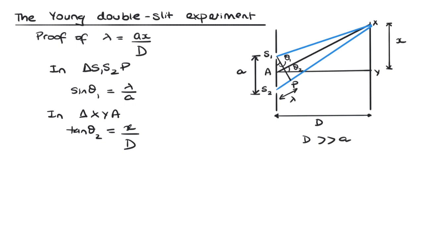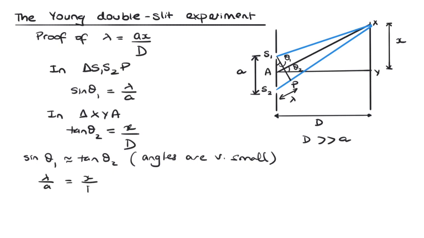Now, with these two angles, or triangles, we can equate these two functions because sine theta 1 is approximately equal to tan theta 2. And the reason for that is that the angles are very small. And we can therefore equate lambda over a to x over D, and we will get the required relationship as lambda equals ax over D. And this is a formula given to you in the exam. However, it's still worth knowing the proof just in case it comes up in the exam as it is in the textbook.